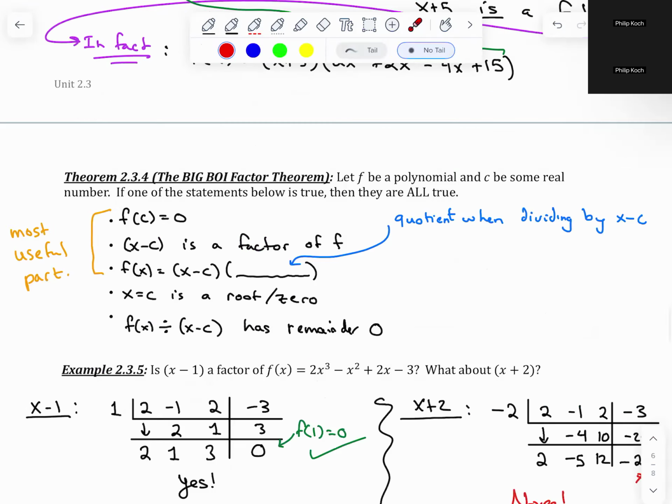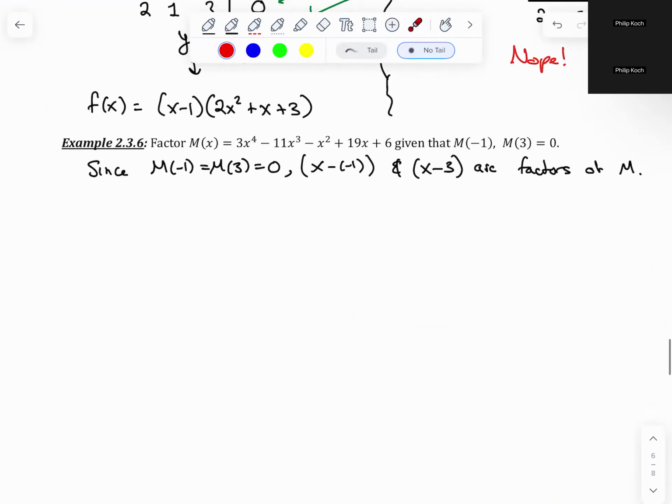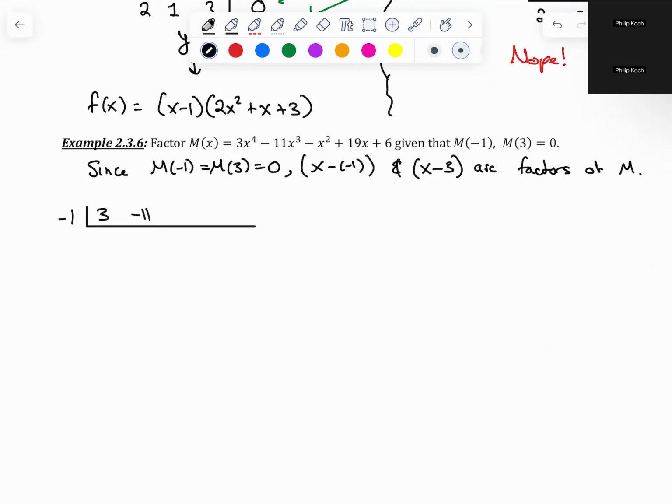If m of -1 equals 0, that means m of x will be equal to x plus 1 times the quotient you get by dividing by x plus 1. We can start with whichever one we want. Let's just start with x plus 1, which is x minus -1. So we'll put a -1 here and do the synthetic division on 3x to the fourth minus 11x cubed minus x squared plus 19x plus 6.